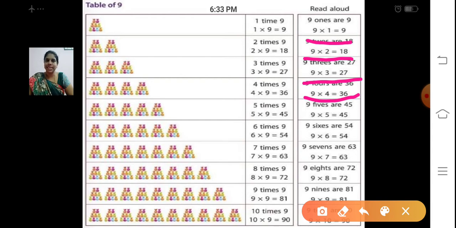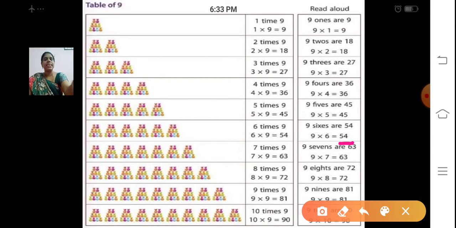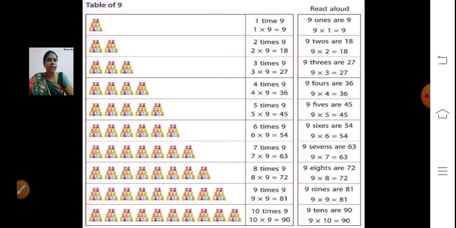9 fives are 45. 9 sixes are 54. 9 sevens are 63. 9 eights are 72. 9 nines are 81. 9 tens are 90. Shall we say one more time?